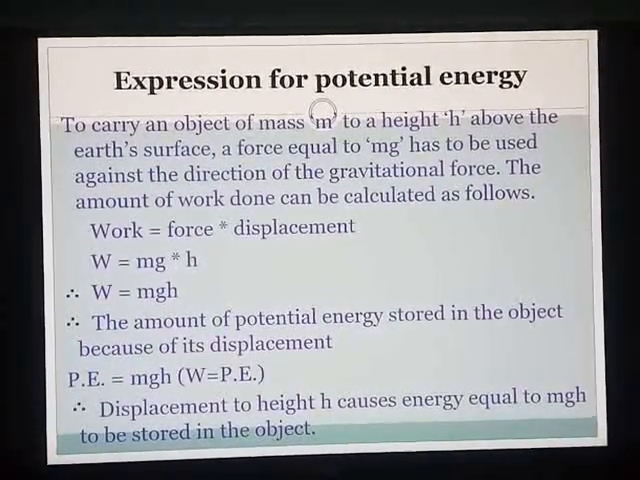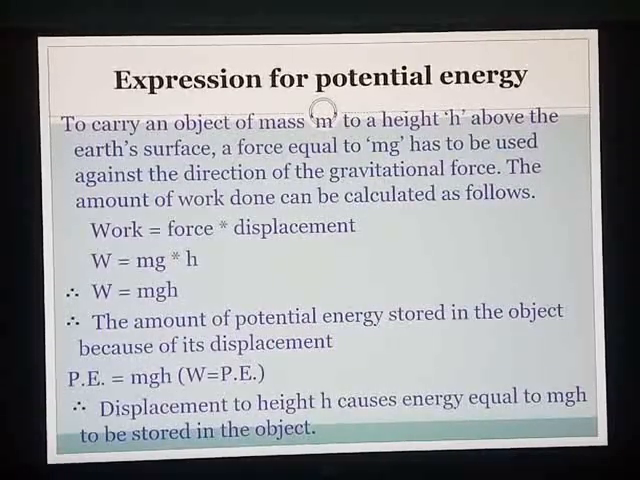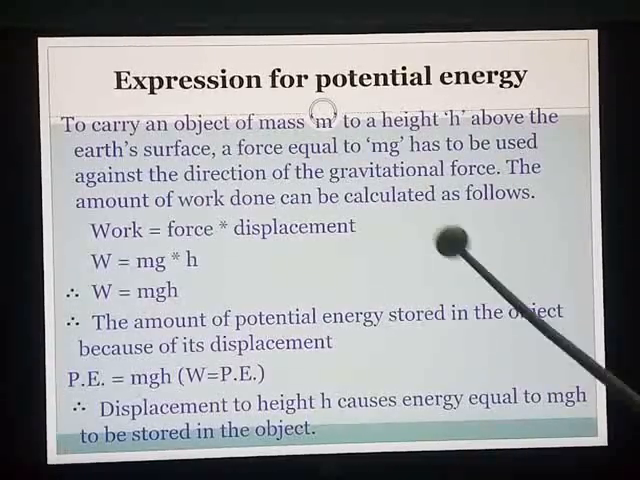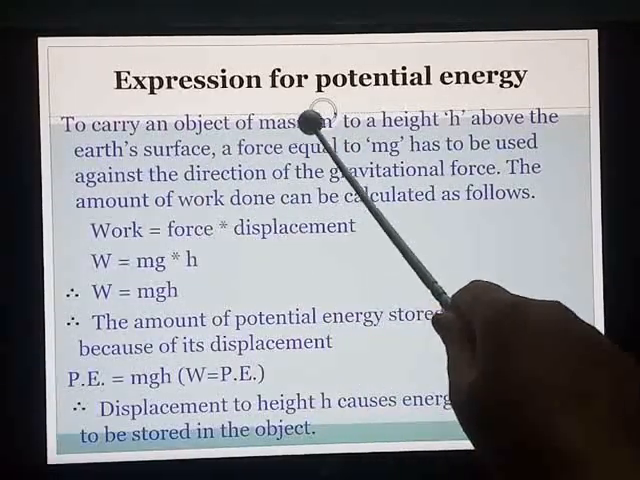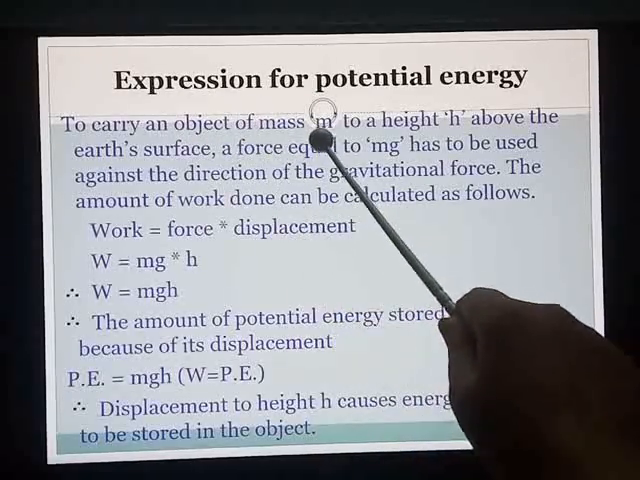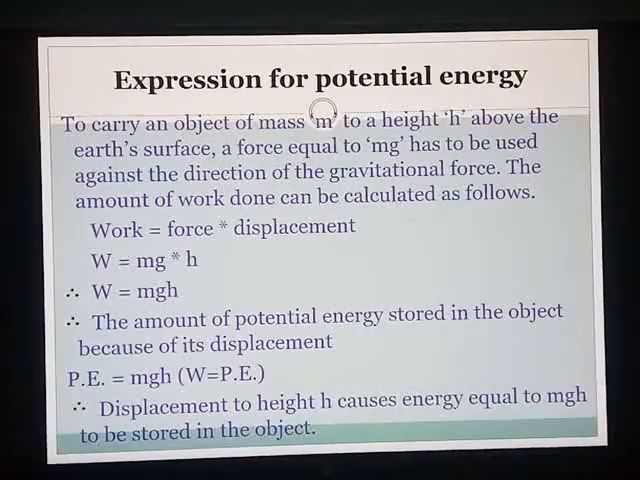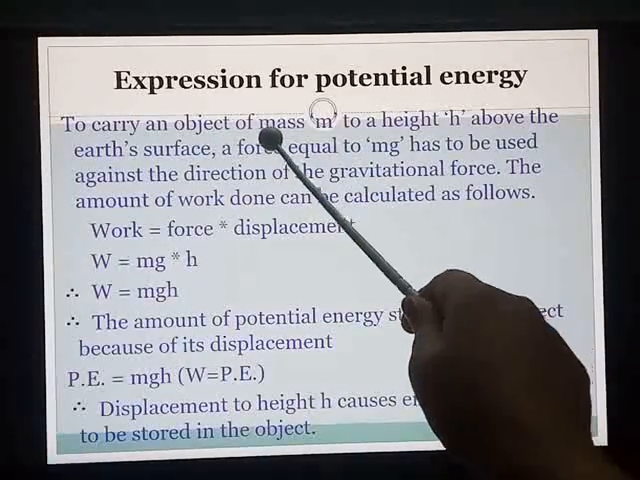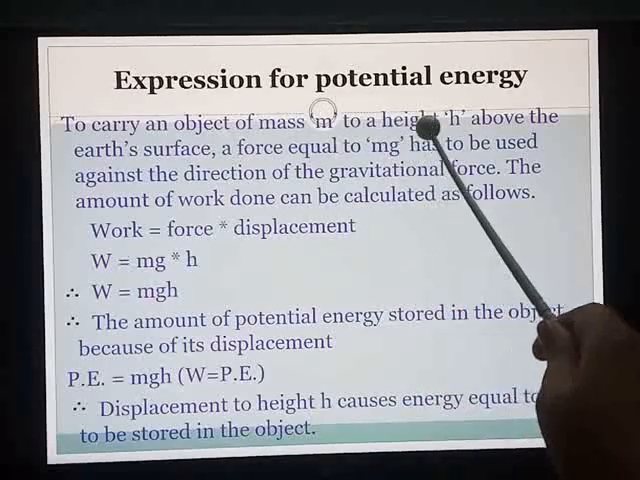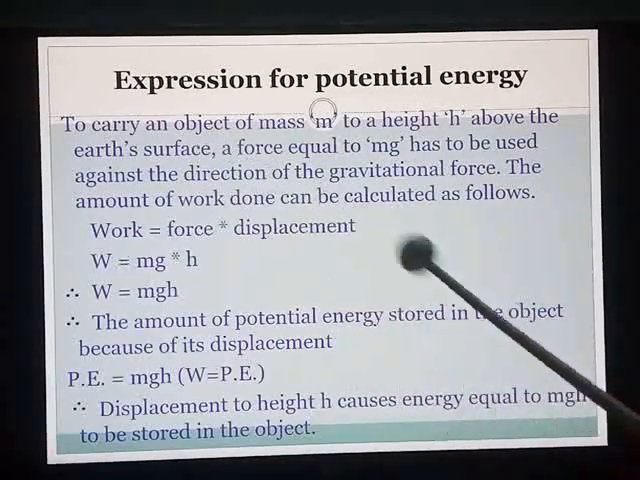Now we are going to derive the expression for potential energy. For potential energy, that object has to be at a certain position or in a certain state. So here we will carry an object of mass m. Every object has a certain mass. For the kinetic energy derivation also we had seen, we had taken mass small m to carry an object of mass m to a height h above the earth's surface.